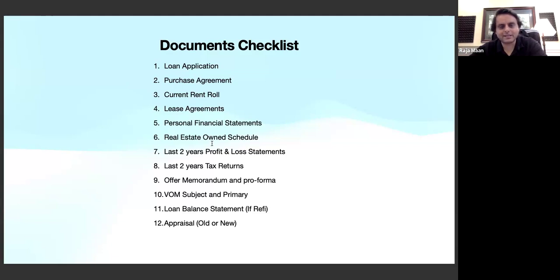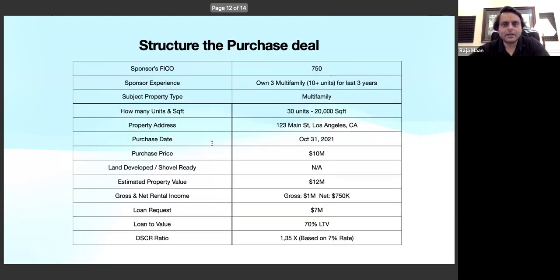If it doesn't make sense, like the property value was $10 million 2 years ago and now you're saying it's $20 million without any rehab, I know it's not going to work. So, okay. Structure the deal, that is too much information, I guess.